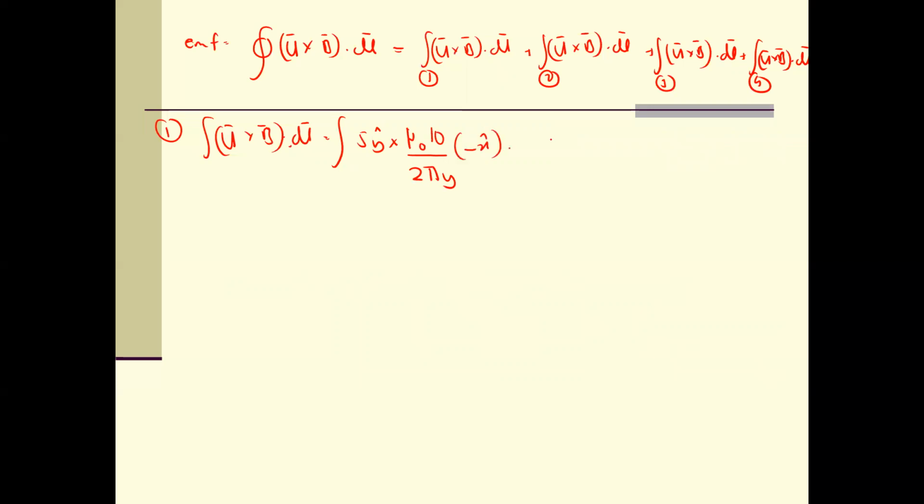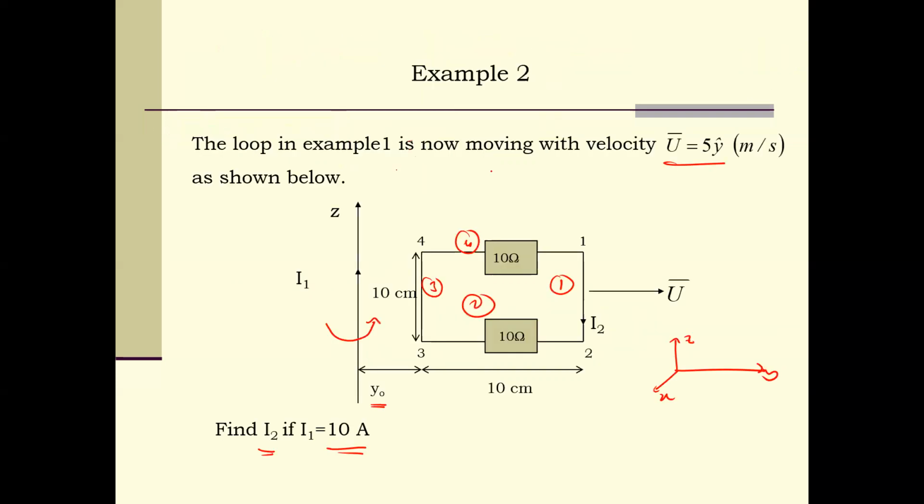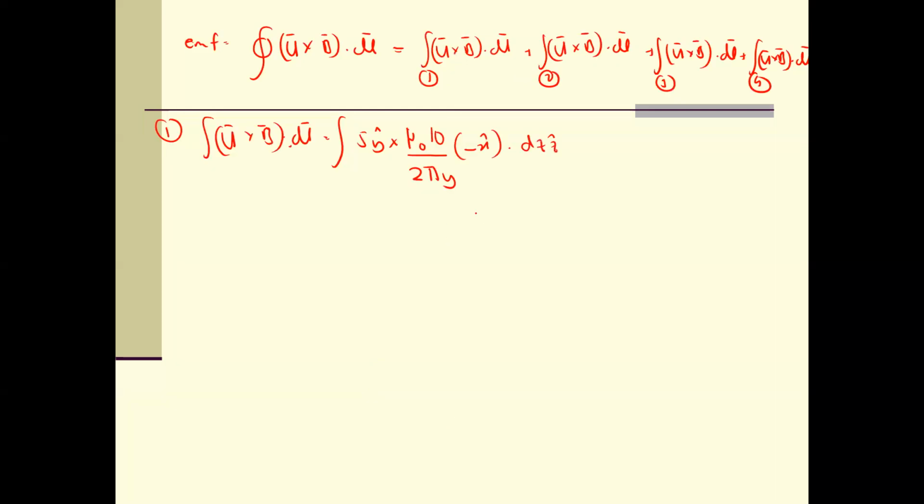The DL should be dz of Z, because we are dealing with side 1 to 2. Based on the distance between the I1 and side 1 to 2, the distance will be Y naught plus 10. So we can rewrite Y to be equal to Y naught plus 10. That should be the distance between the I1 current and side number 1.